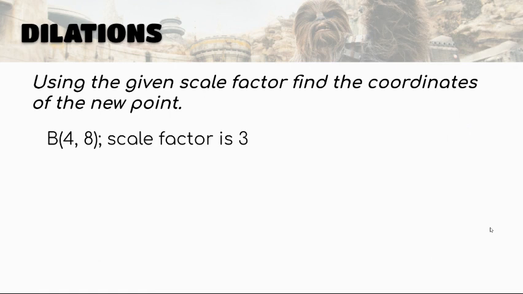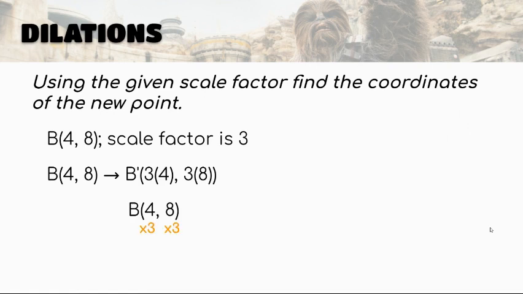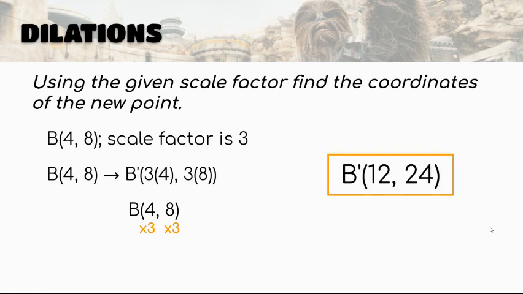So B is located at 4, 8, and our scale factor is 3. Remember, dilations always mean to multiply. So what I'm going to do to create B prime is to multiply both of the original coordinates by 3. So I'm doing 3 times 4 because that was the x value, and then 3 times 8 because that's the y value. When I multiply 4 times 3, I get 12. 8 times 3 is 24. So B prime is located at 12, 24.